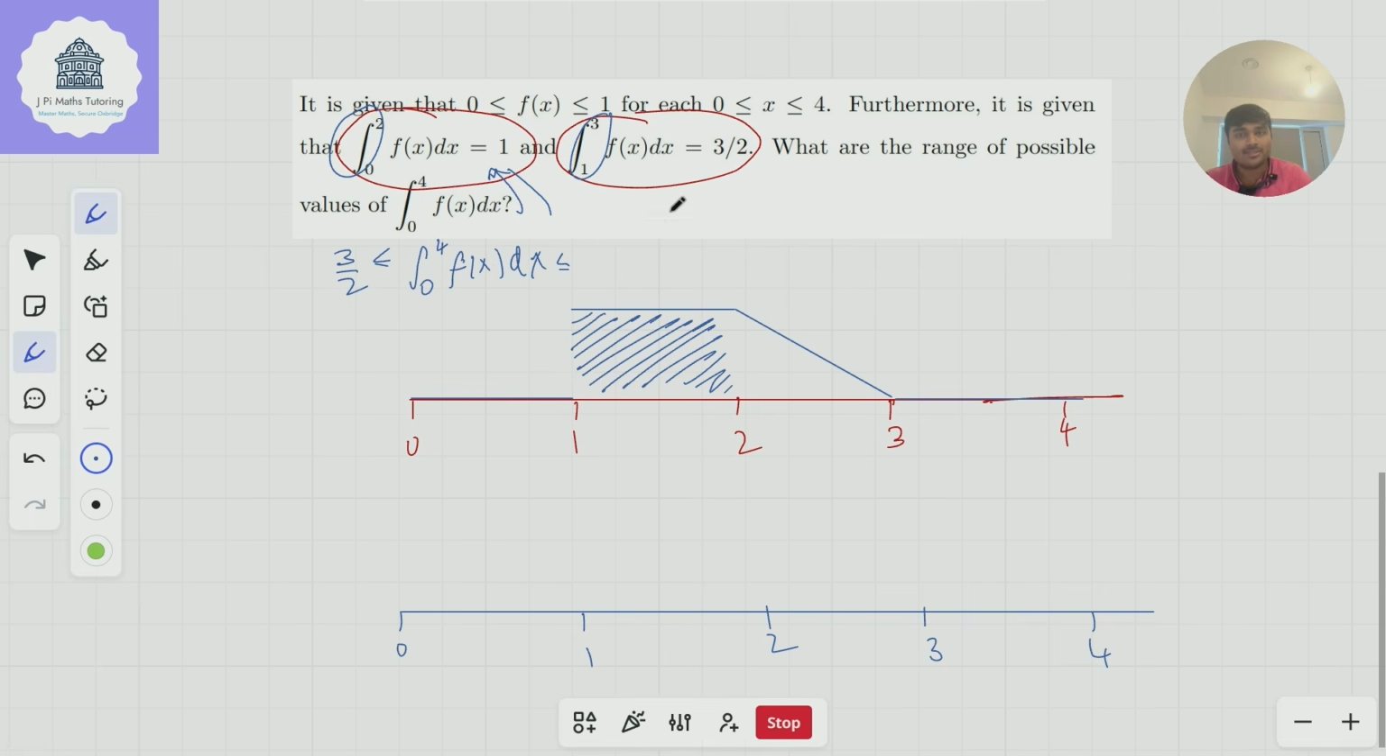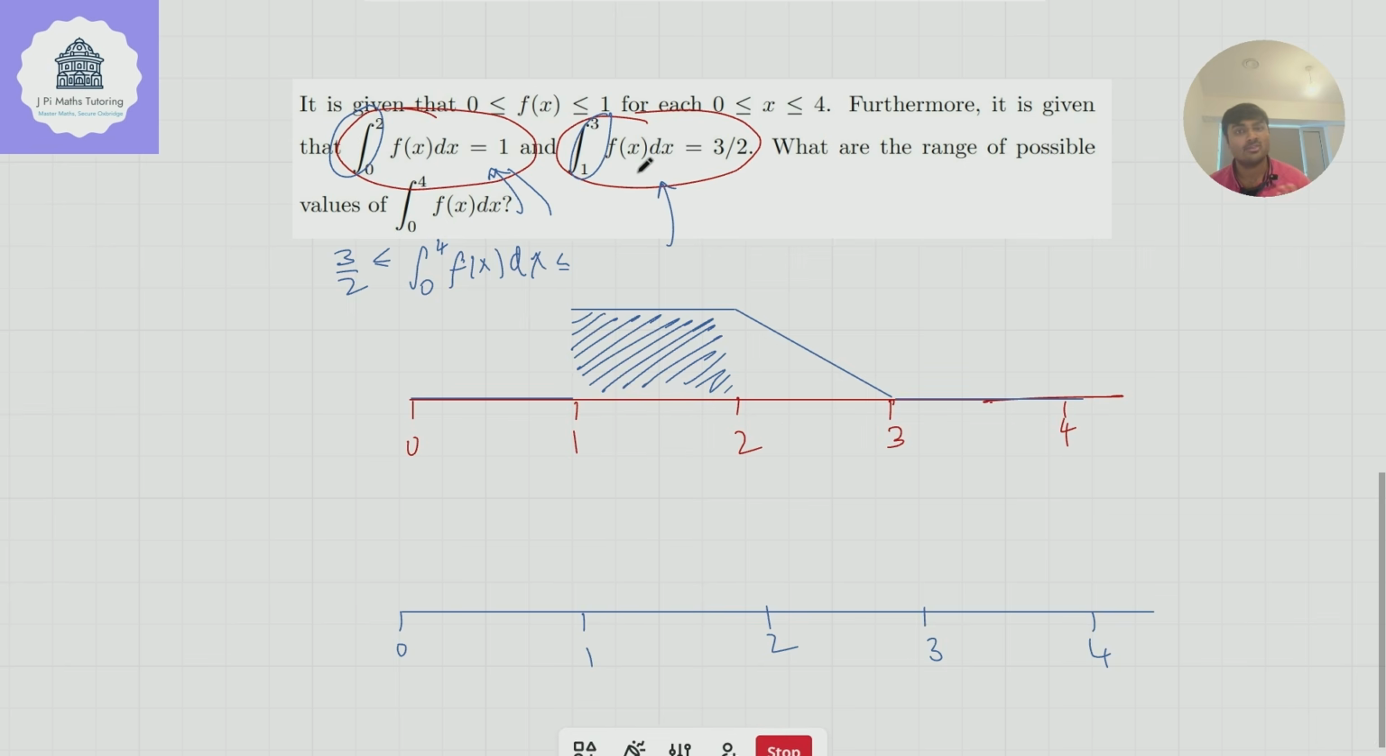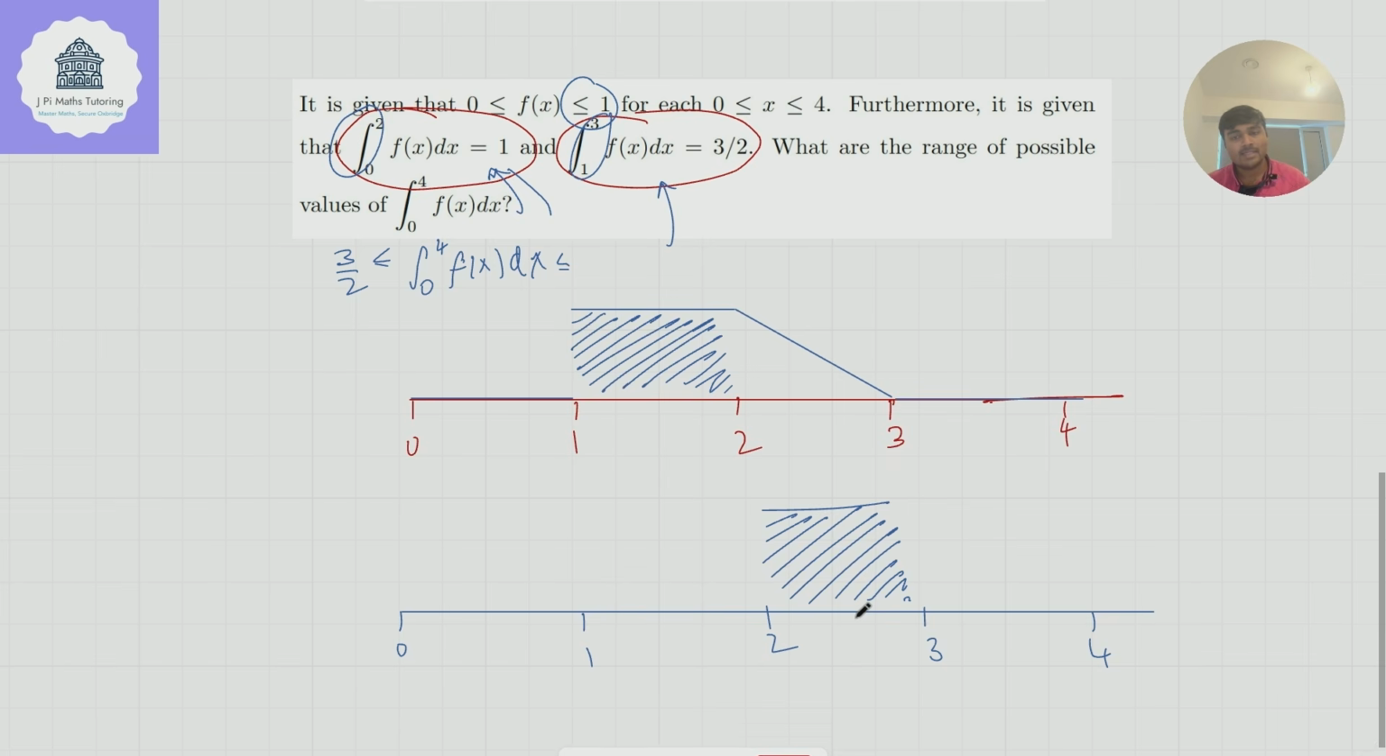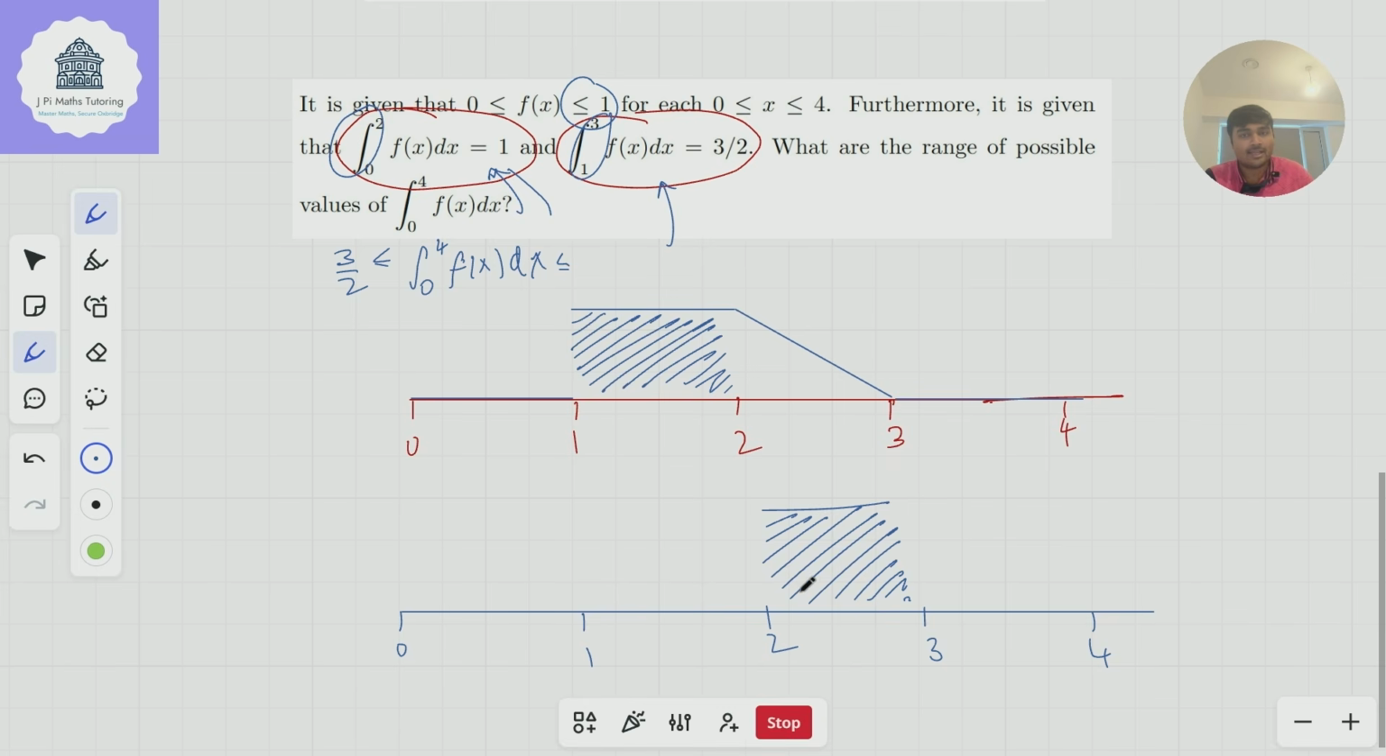Why not? Well, because of this condition here, we need the integral from 1 to 3 of f of x dx to be 3 over 2. But because f of x is bounded above by 1, the maximum area we can have between 2 and 3 is 1. And so that means we still have to put the rest of the area, the 0.5 that's left over, in this interval here. Doesn't matter how it goes, just draw a function like this.